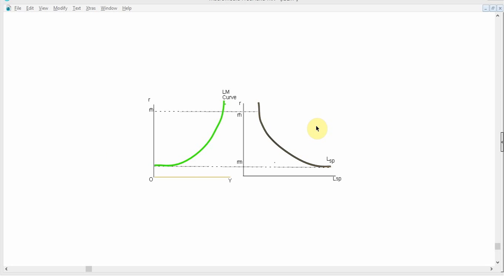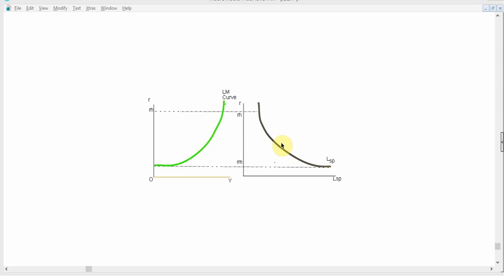In this video, we discuss the possible shapes of the LM curve. So, in general, the LM curve is upward sloping. Its shape corresponds with the shape of the LSP curve. In fact, the shape of the LM curve is determined by the shape of the LSP curve, or the responsiveness of demand for speculative balances with interest rate.